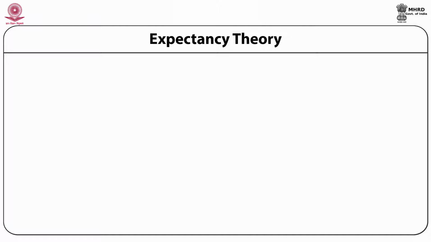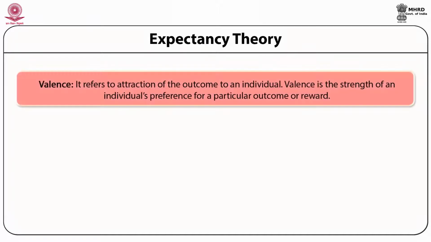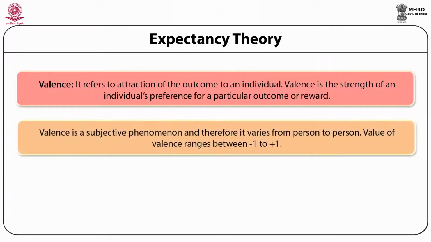Now we are going to discuss the 3 variables one by one. Valence. Valence refers to attraction of the outcome to an individual. Valence is the strength of an individual's preference for a particular outcome or reward. Valence is a subjective phenomenon and therefore it varies from person to person. The value of valence ranges between -1 to +1.